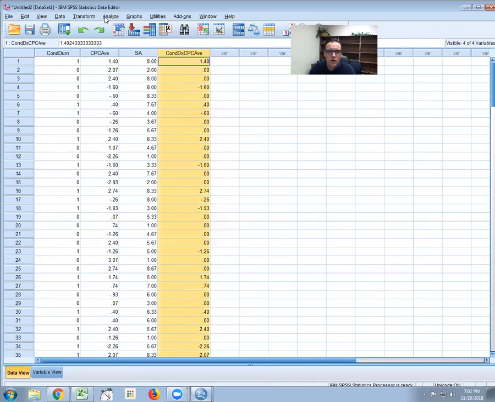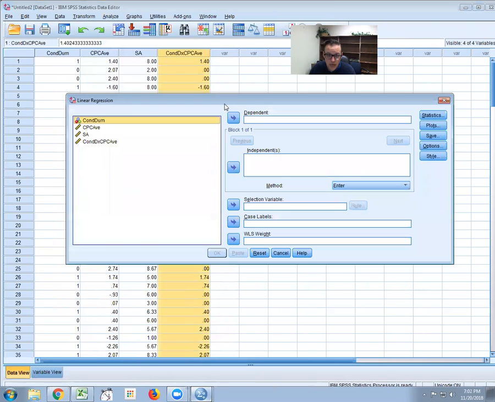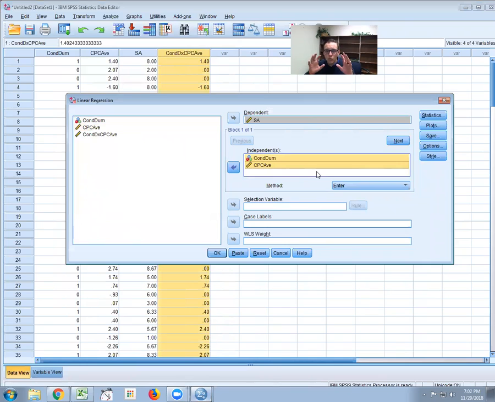So to run the regression, we're going to click Analyze, we're going to click Regression, we're going to go over to Linear, and we're going to click that. We're going to put our DV, which is subjective ambivalence, in the dependent box. We're going to put our first two predictors in the independent box. Now we've defined the first model of our hierarchical linear regression with what we've just done.